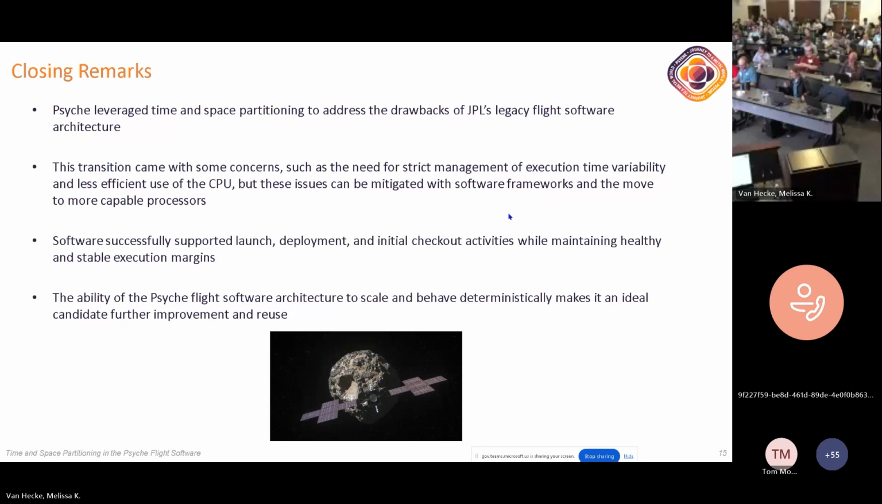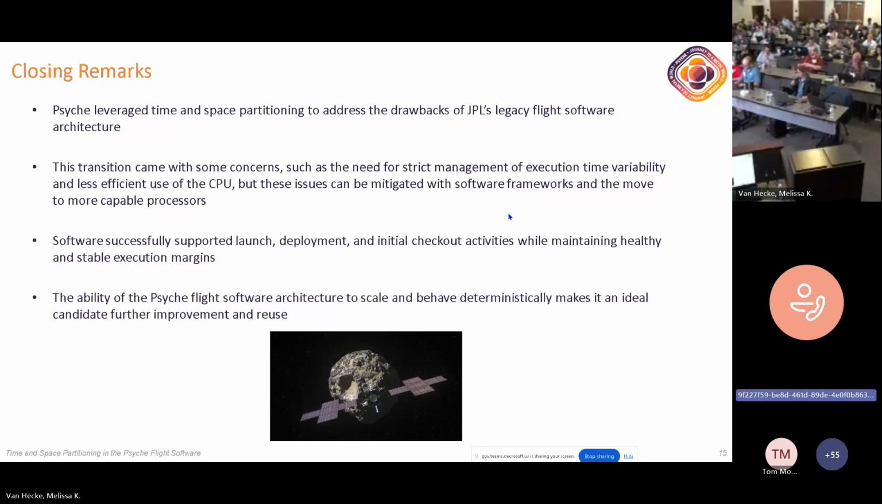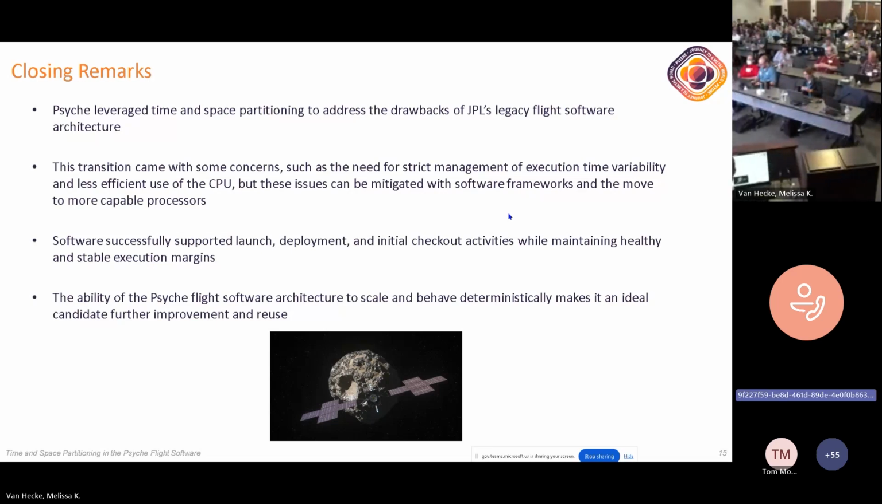Operator error. Sorry, it looked to me like you wrote your own time-space partitioning scheme for this, and I was wondering, did you look, there are ARINC 653 OSs out there that do this maybe for you. Did you look at that?